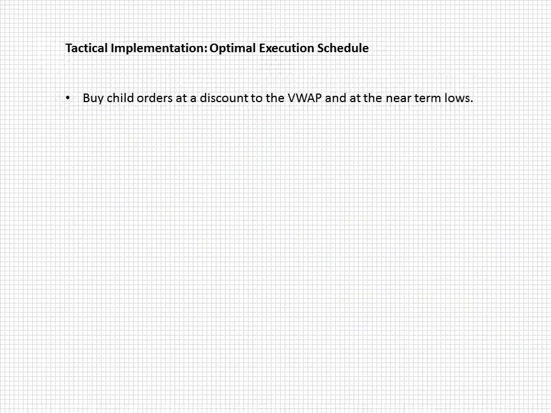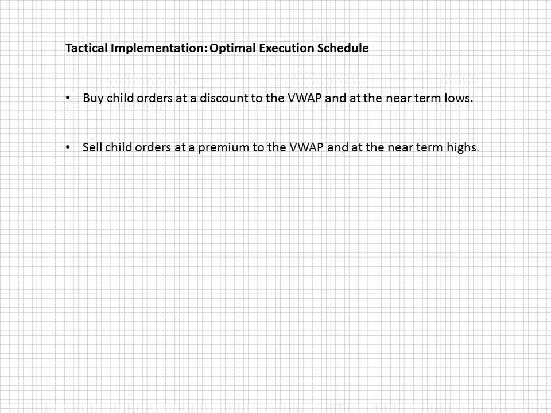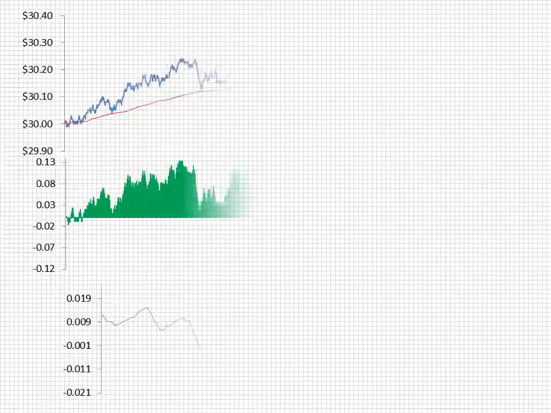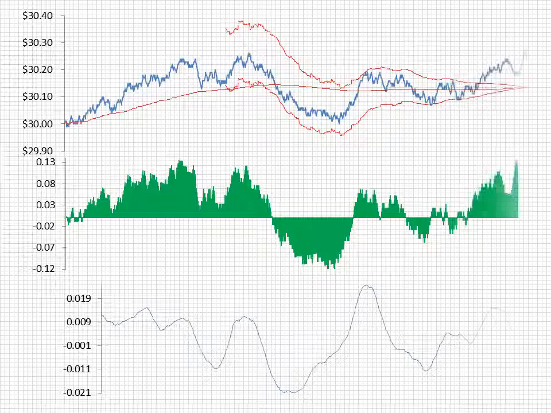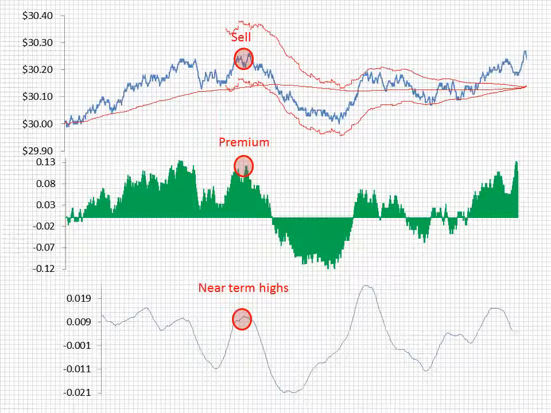The optimal execution schedule is based on buying child orders at a discount to the VWAP and at the near-term lows, as well as selling child orders at a premium to the VWAP and at the near-term highs. Here again is the dashboard for the alpha VWAP, and our goal is to sell child orders when the market price trades at a premium to the VWAP and at the near-term highs, as well as buying child orders when the market price trades at a discount to the VWAP and at the near-term lows.